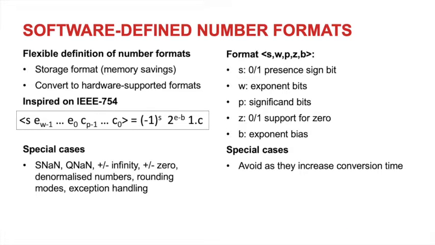So the software-defined number formats are inspired by the floating point standard IEEE 754, which defines a floating point number using a number of fields, namely a sign bit, an exponent, which is an integer encoded in a bias notation, and a number of significant bits, which determine the precision of the numbers. These formats are actually storage formats, and so they determine how a number is represented in a sequence of bits, and they don't necessarily prescribe how they should be operated on by the arithmetic units.